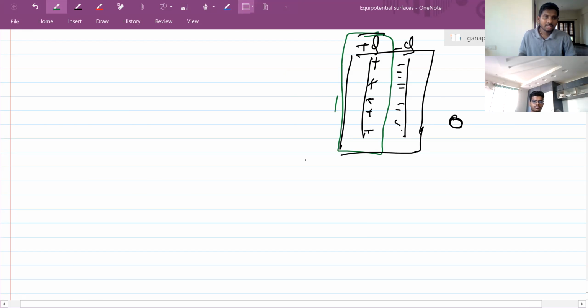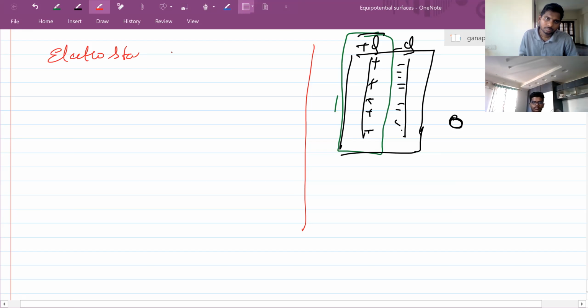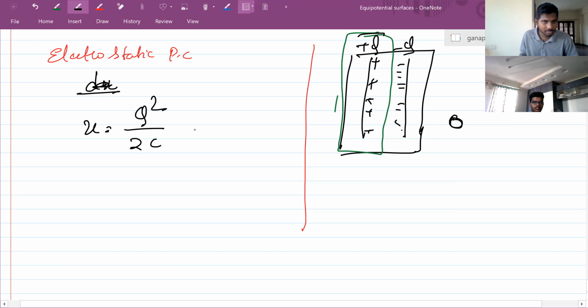Then, the electrostatic potential energy of a capacitor. I'm not deriving it here, I'm just giving the value. That is U is equal to Q square by 2C, very important formulas. Half C V square is equal to half Q.